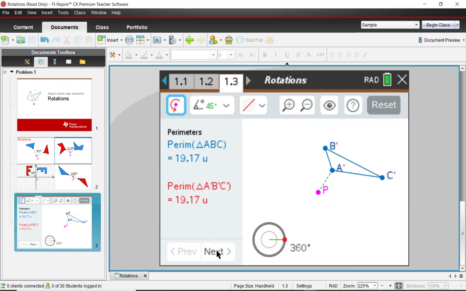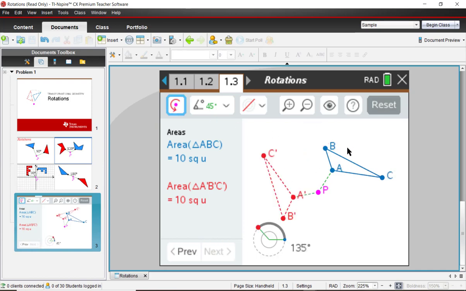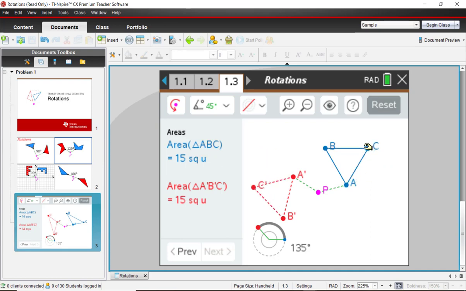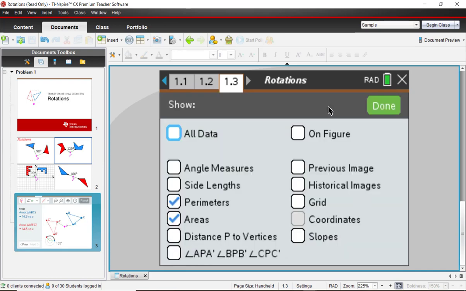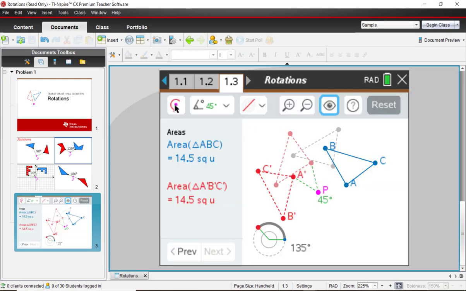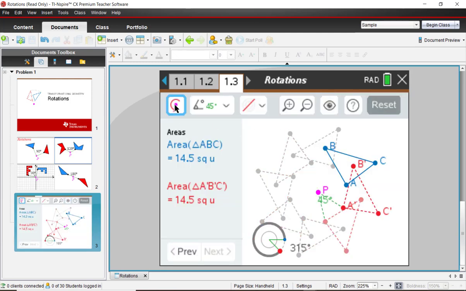I'll click on Next to see what's going on with the areas there. And just for the heck of it, I'm going to go up to the menu here, and I think I would like to show the previous and historical images, both of them. I'm going to click on both of those, and you can see that they're kind of all there. Kind of cool looking.